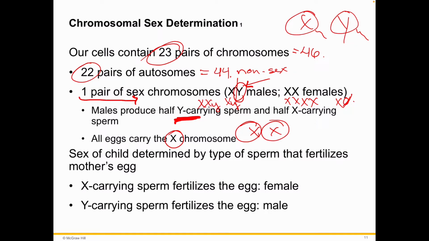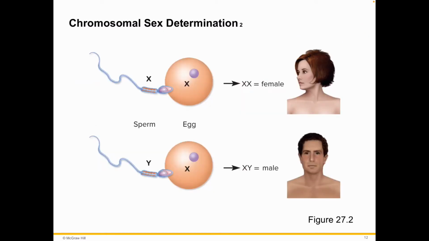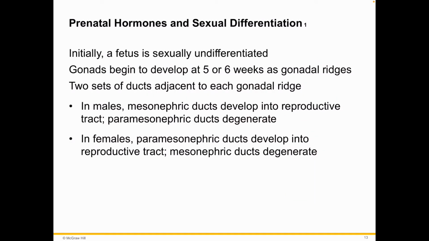Biology 1 stuff. Anyway, the sex of the child is determined by the type, meaning if it's an X or a Y, of sperm that fertilizes the egg, right? So if you get a Y, you're going to be male. If you don't get a Y, then you're just going to be a female. Here's a picture of that. There's sperm with an X, and that's female, and a Y, and then an X, and it's female. Male, sorry.